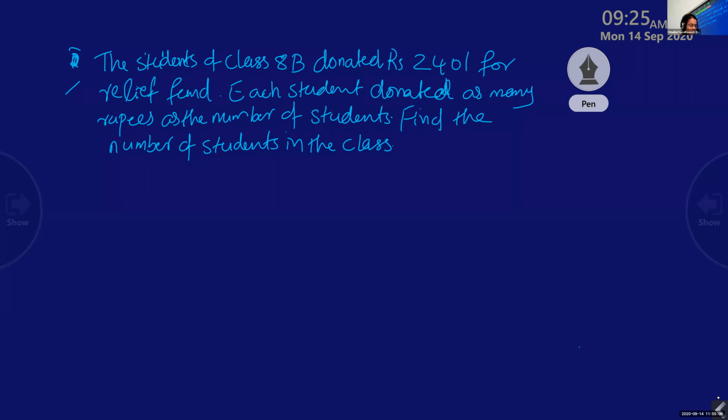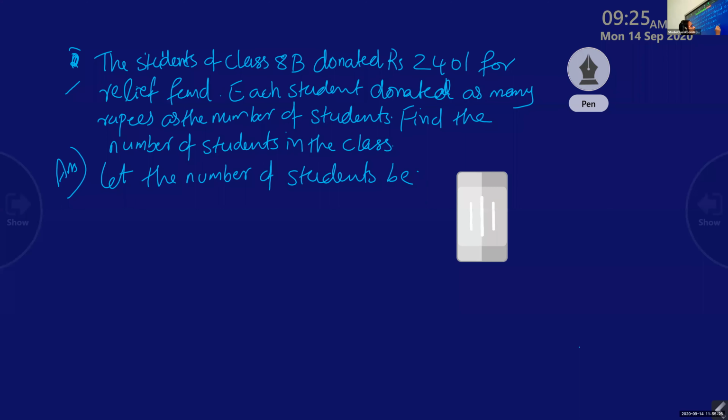Let the number of students be x. Then each student will donate an amount of x rupees. If there are 36 students, each student will donate 36 rupees. So let the number of students be x.